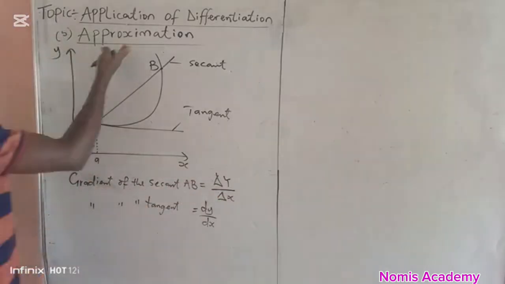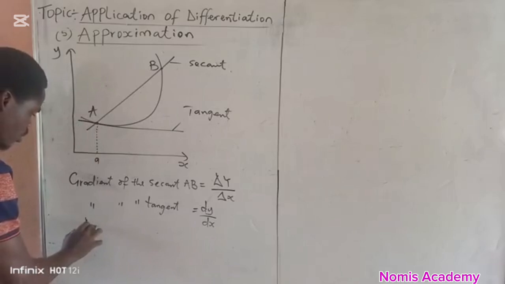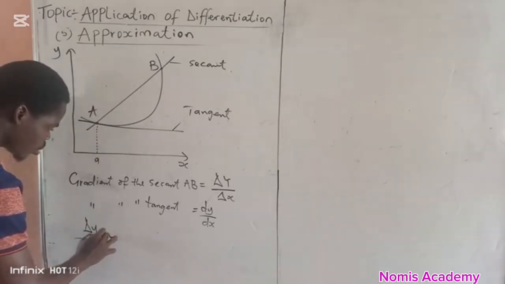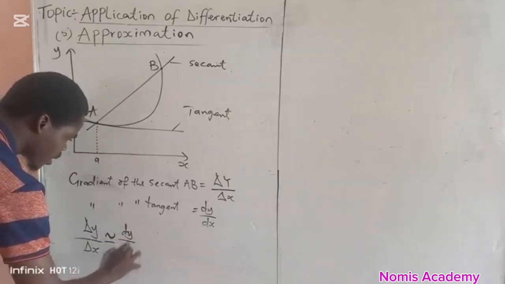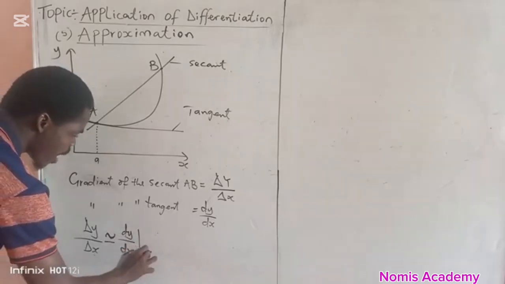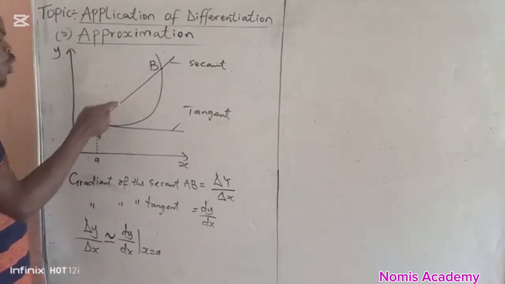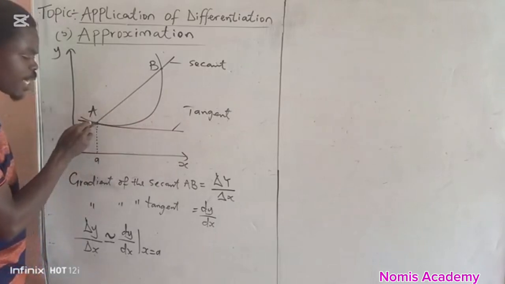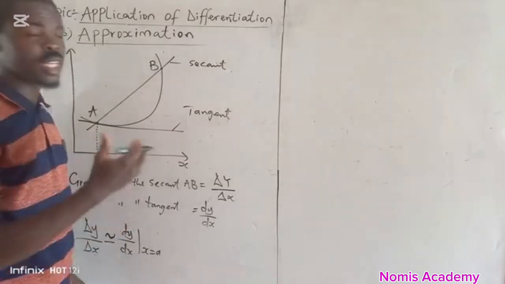Alright, the concept of approximation implies that at the point A, delta y over delta x is approximately equal to dy over dx at the point where x is equal to A. So the slope of the secant is approximately equal to the slope of the tangent at the point A. So this is the concept of approximation. We are going to be using this idea to solve a lot of problems.